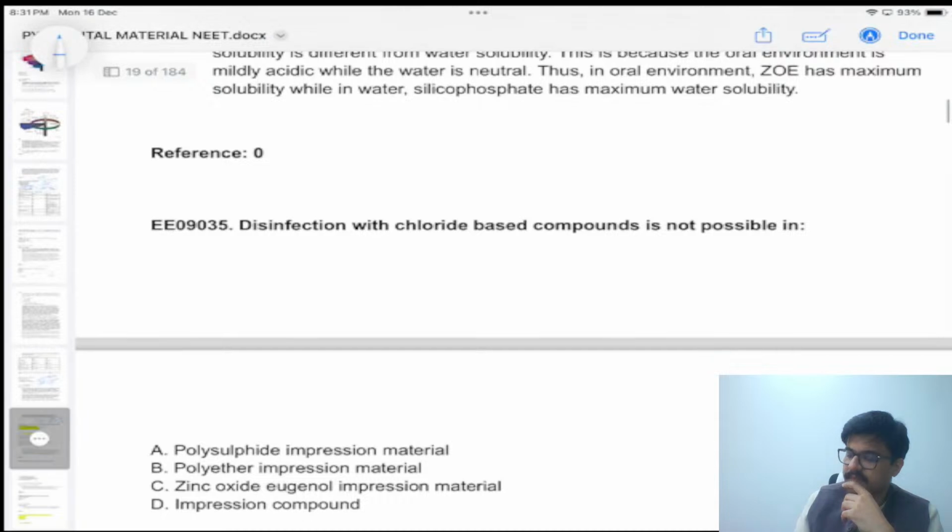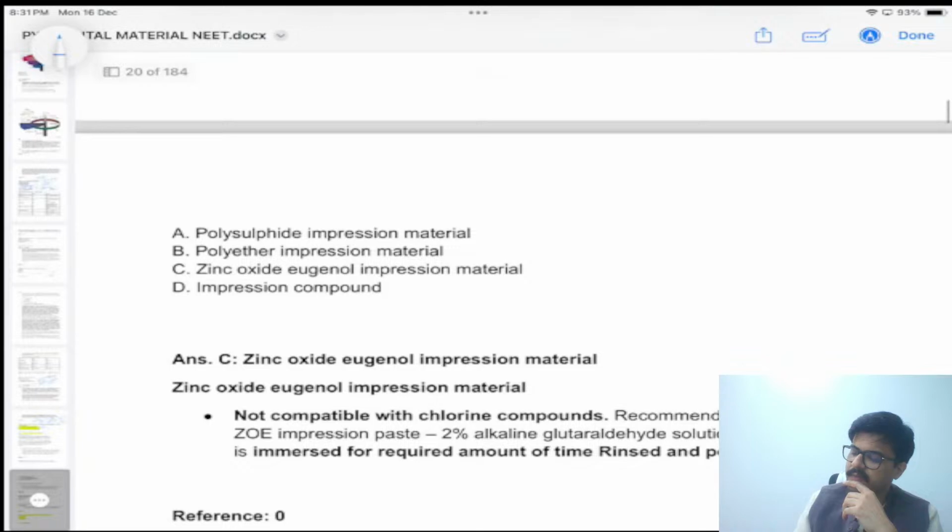Disinfection is a repeat, disinfection with chloride based compounds. It should not be done with zinc oxide eugenol.